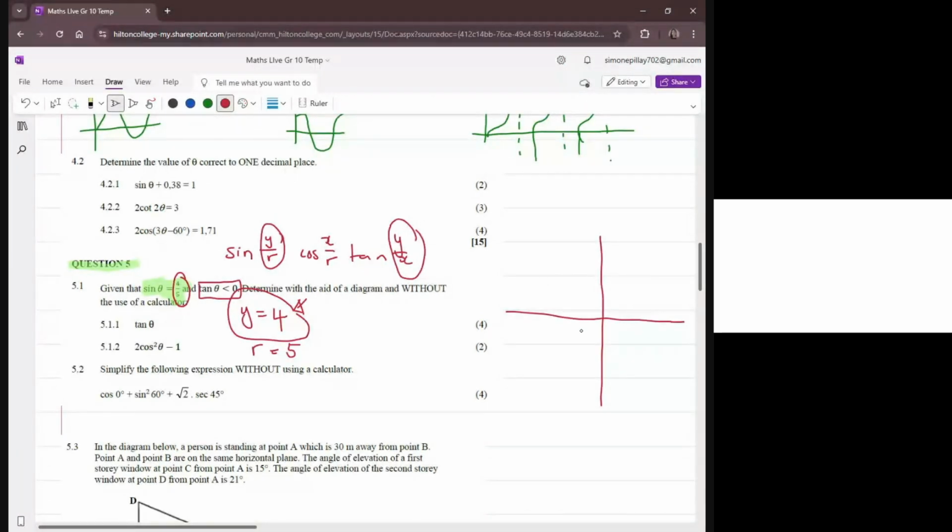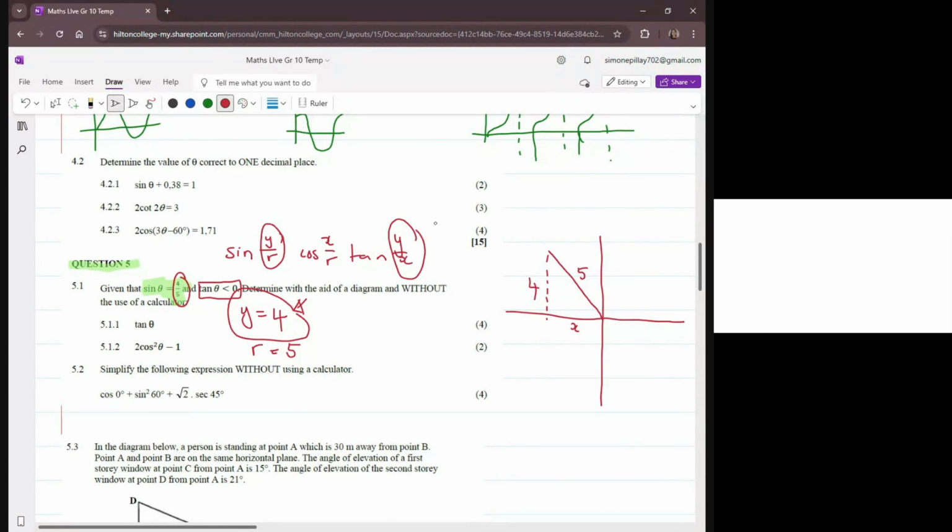Cool. So what I'm going to do is draw a triangle. You draw a triangle in your second quadrant. They've given us our y value, which is going to be 4. They've given us our r value, and remember, our r value is this hypotenuse. By the way, this was 5. Now we need to be able to calculate this x value. How do we calculate what our x value is? Can anybody take a guess and let me know?